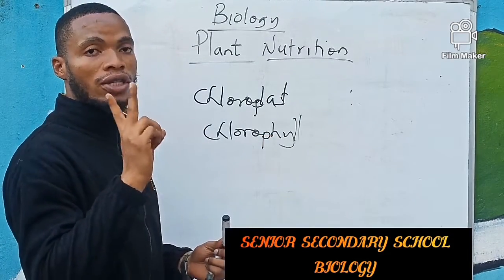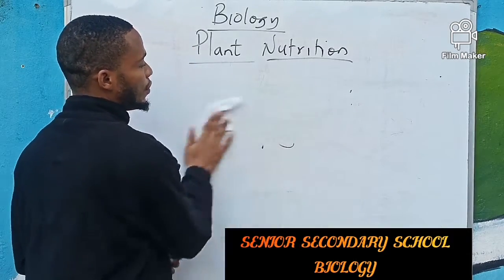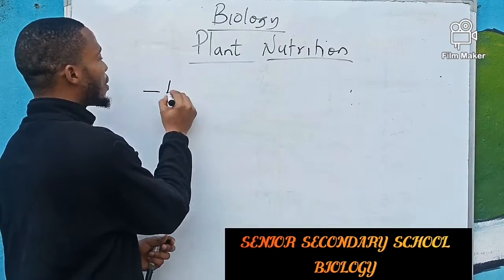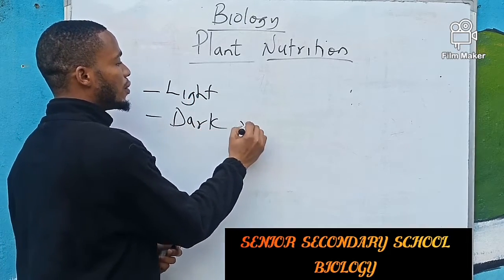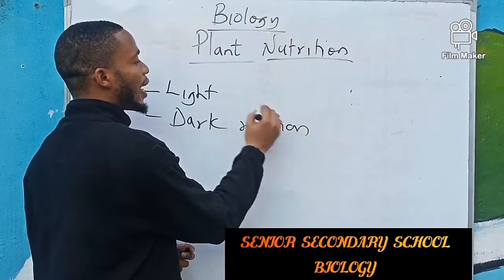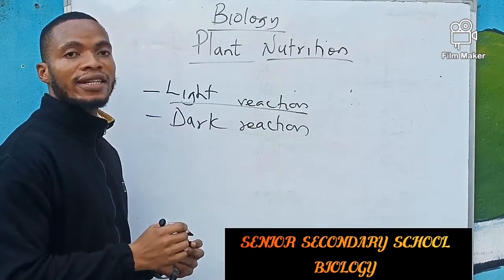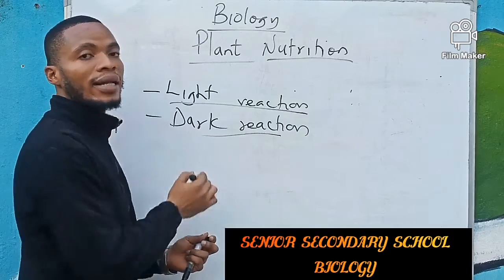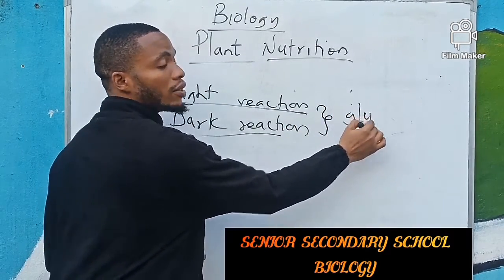Now, photosynthesis occurs in two processes. One is called a light reaction, and the second is called the dark reaction. Light reaction and dark reaction. In the light reaction, this is where light is needed for photosynthesis, whereas in the dark reaction light is not needed, but these two must be there before glucose is produced.